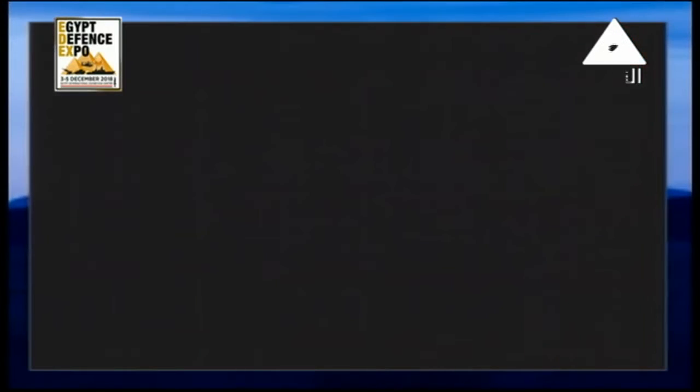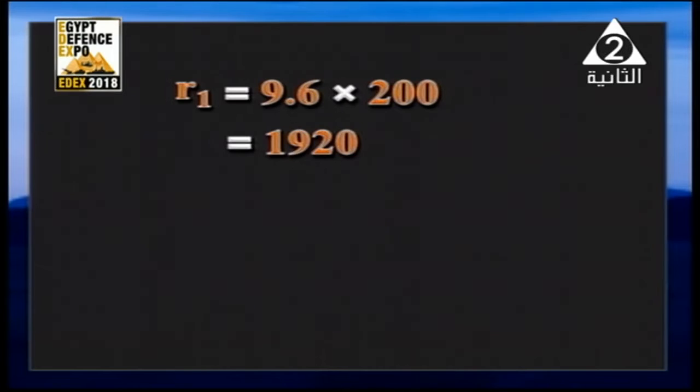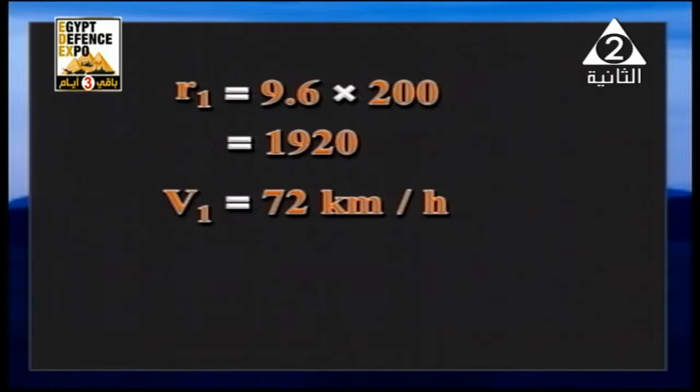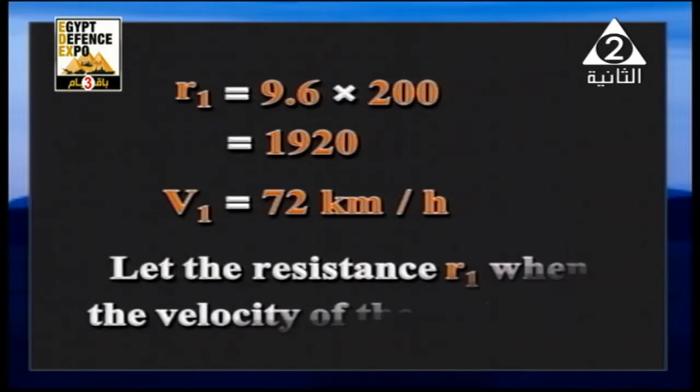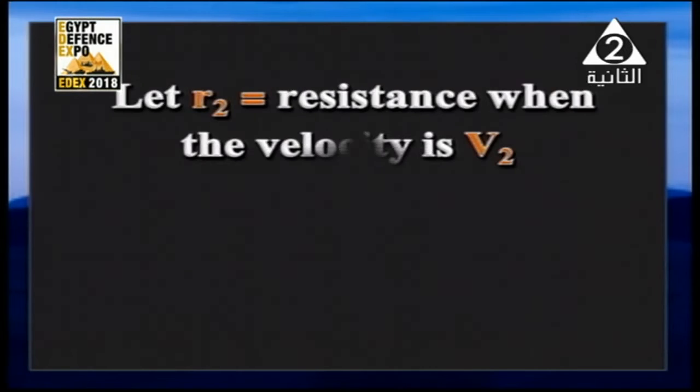We have resistance R1 of 9.6 for each ton. Then the resistance is mass 9.6 times 200 equals 1920. Then V1 equals 72 km per hour. Let R1 be the resistance when the velocity is V1, and R2 the resistance when the velocity is V2.